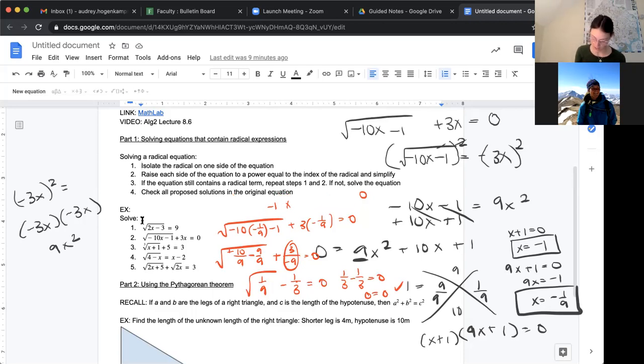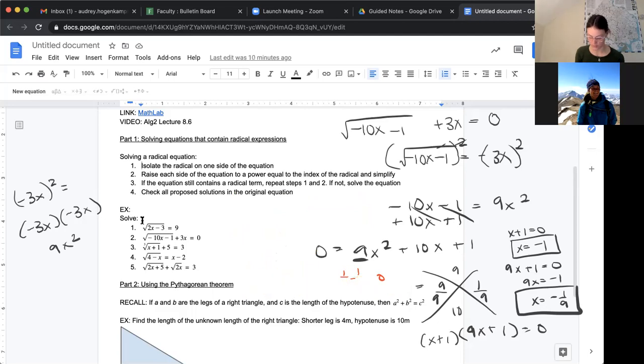And now we want to go ahead and check -1. This one will be a little bit easier. Don't have to deal with those fractions. So if we have x equals -1, I'm going to have the square root of -10 times -1 minus 1 plus 3 times -1 equals 0.